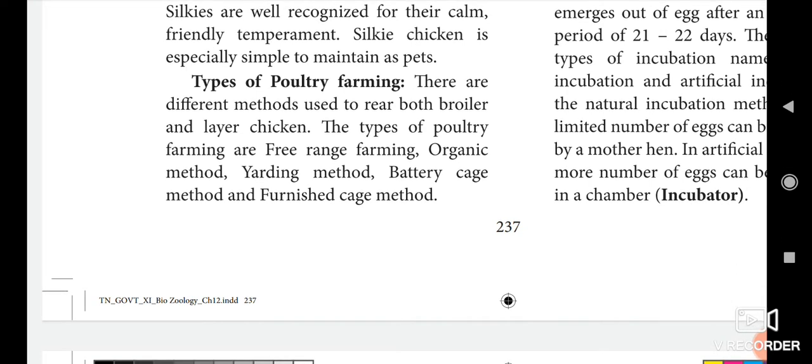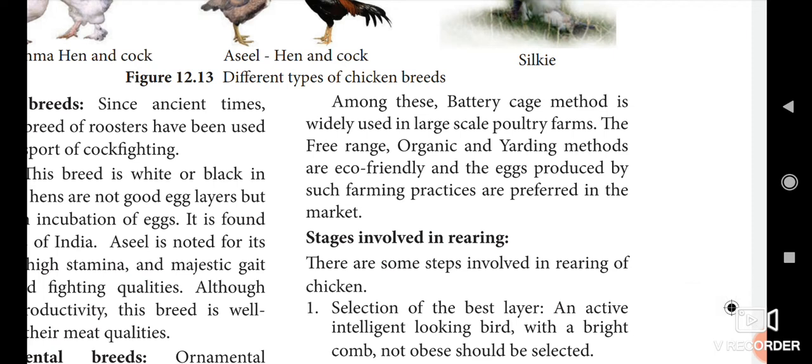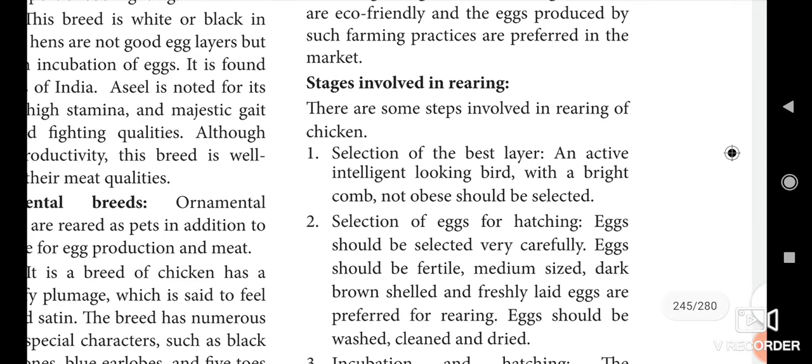Next we see the types of poultry farming. The types of poultry farming are free range farming, organic method, yarding method, battery cage method and furnished cage method. Out of these, the battery cage method is widely used in our country, widely used in poultry farms. Here the free range, organic and yarding methods are eco-friendly, so the markets mostly prefer this kind of eggs.